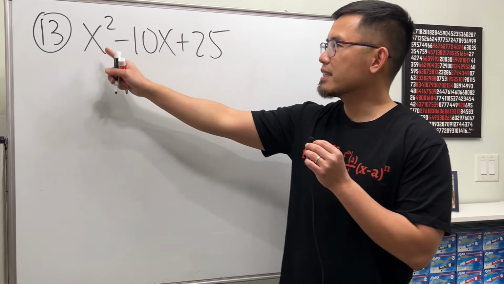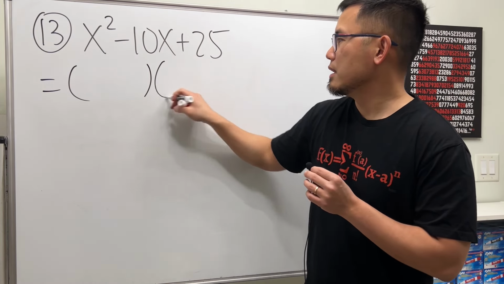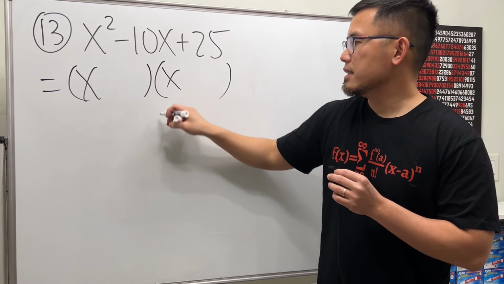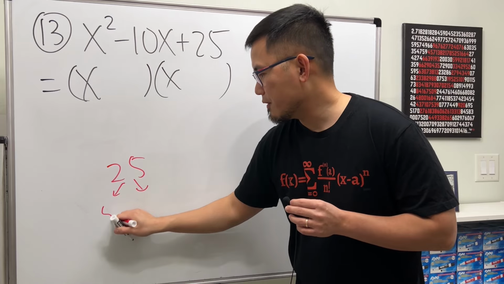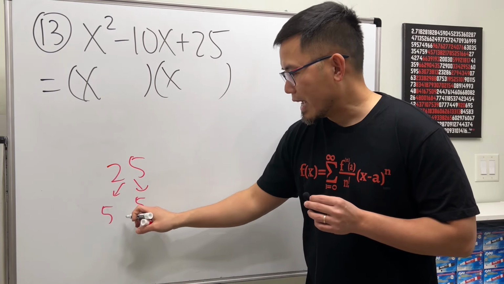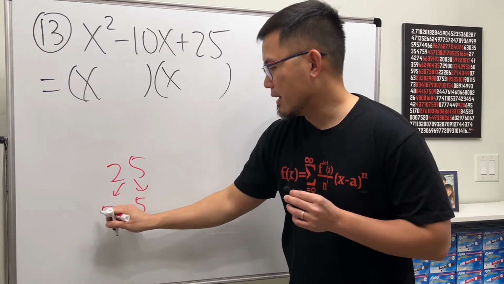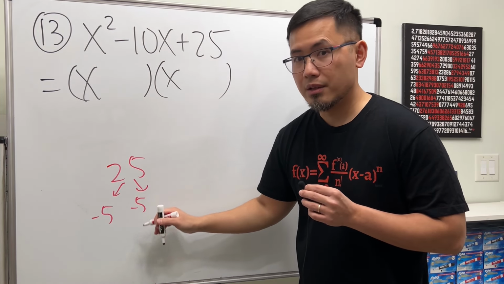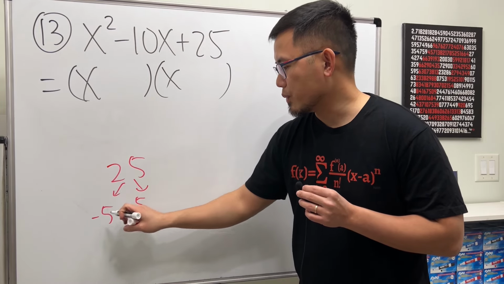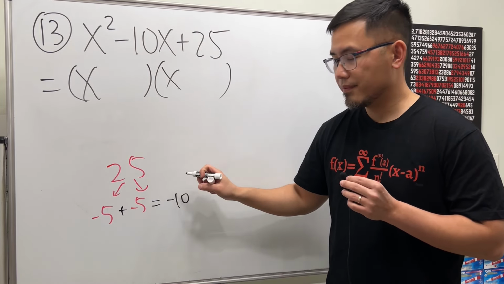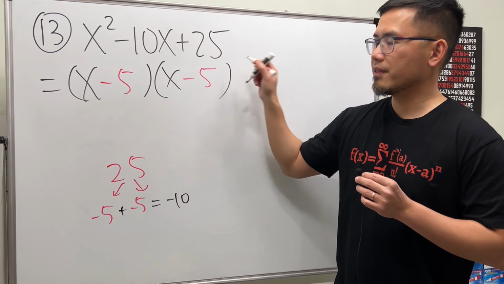Number 13, x squared minus 10x plus 25. So we need x, and then for the 25, well, let's try 5 and 5. But when we add them, we get positive 10. We are trying to get negative 10. So in fact, negative 5 times negative 5 will also give us positive 25. This is what we need though, because when we add them, we get negative 10. So we have x minus 5 times x minus 5.